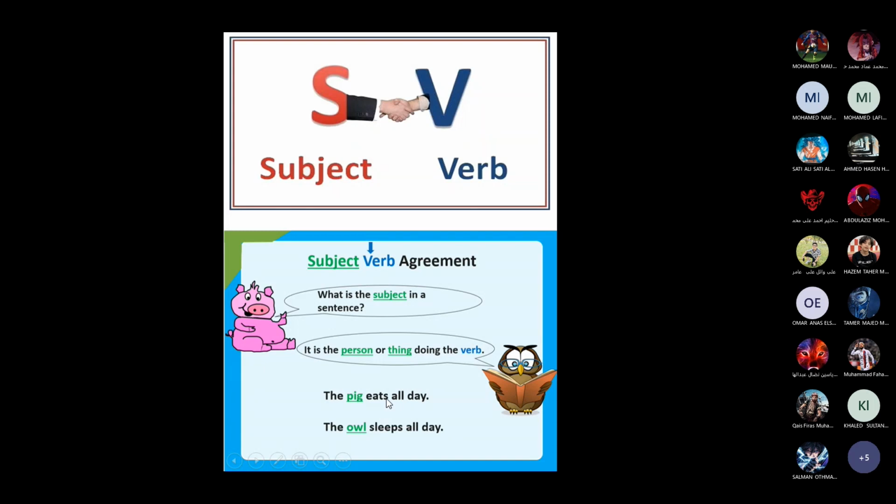So this is right. And the second sentence, the owl sleeps all day. The verb here is sleeps, which ends in S. I have to pay attention to the S here. This is very important, guys. So the subject owl is singular. Yes, that's correct. So the owl sleeps. I'm not saying the owl sleep. If I want to change that, I add the S to the pig, so it will be the pigs eat, without adding S to the verb. So any verb that ends in S, its subject is singular. Let's see some more examples.